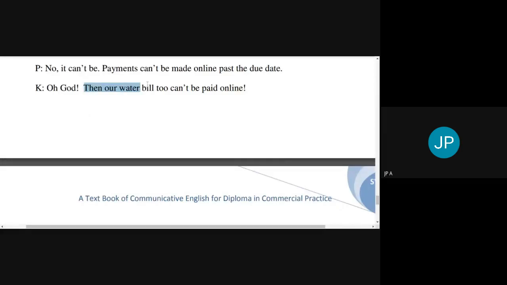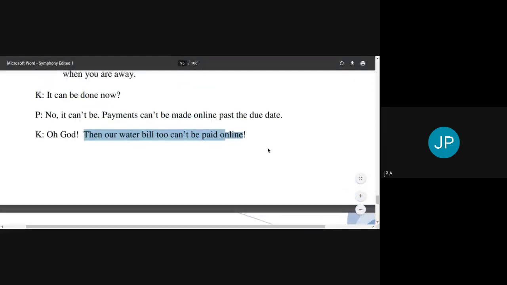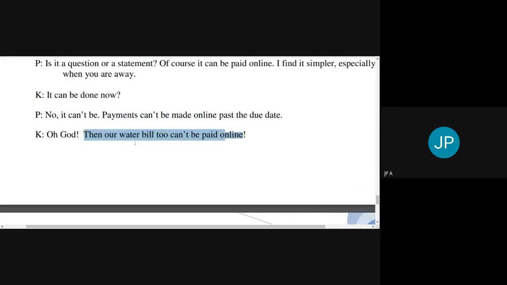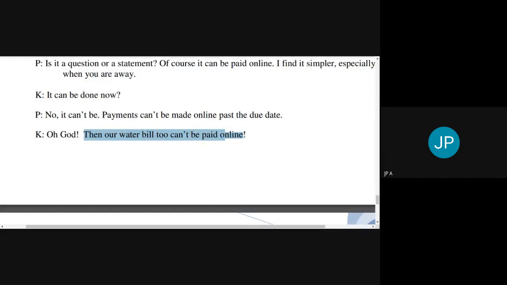The next error is when you talk about negative things. Then, "a water bill too can't be paid online" is actually an idiomatic error. Structurally, it is okay, but there is an idiomatic error. Here, the usage of "too" is wrong.